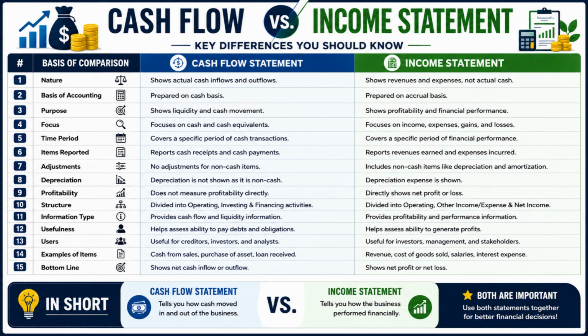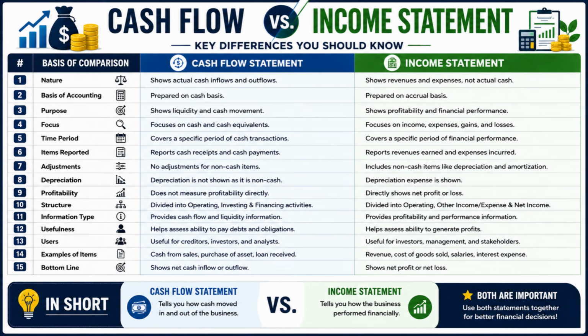Number 1. Cash flow statement shows the actual inflow and outflow of cash in a business, whereas income statement shows revenues and expenses whether cash is received or not. Number 2. Cash flow statement is prepared on a cash basis, whereas income statement is prepared on an accrual basis. Number 3. Cash flow statement focuses on liquidity and cash movement, whereas income statement focuses on profitability and financial performance.